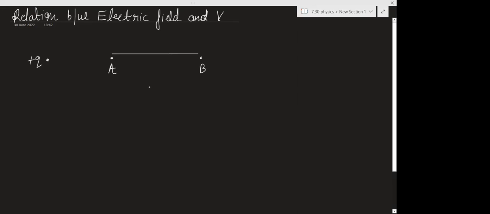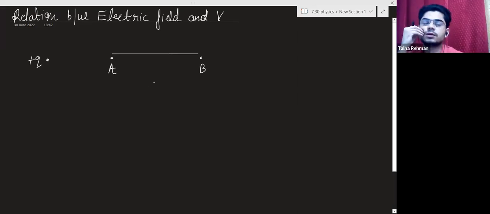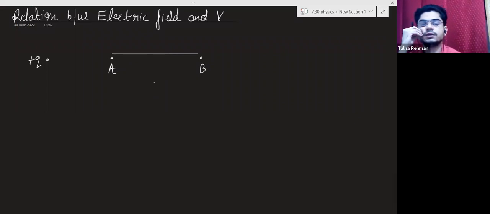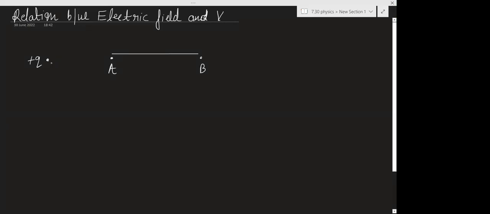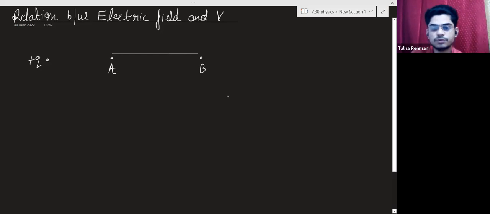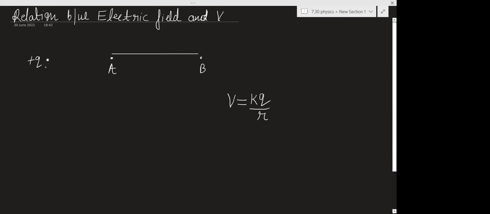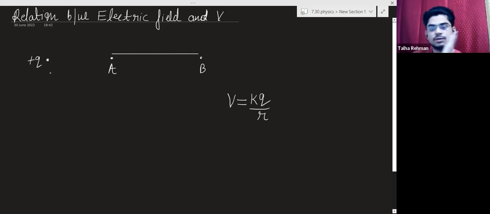So Harsh, can you tell me which point from A and B has greater potential due to this charge, if a charge is placed here? Point B. Actually, we have a formula like KQ by R square.